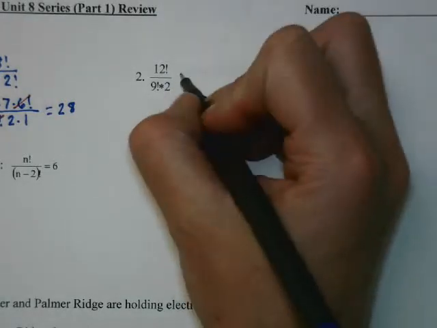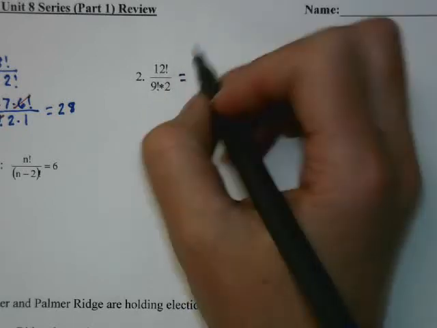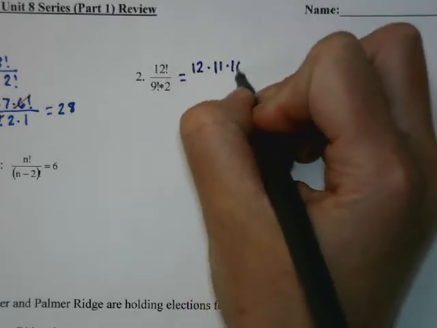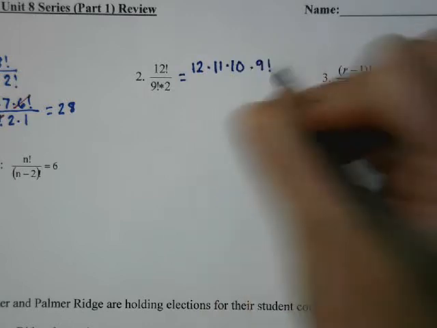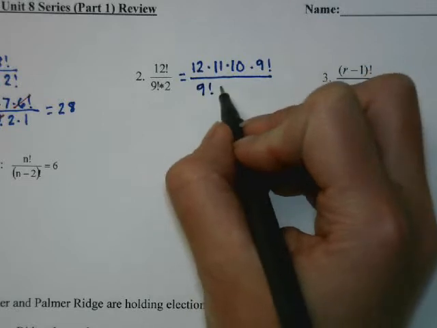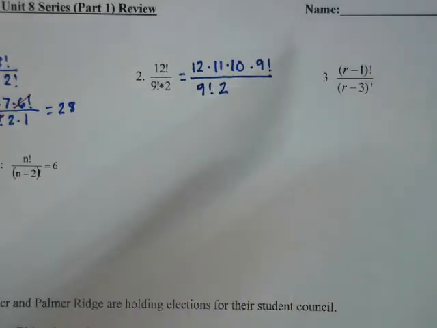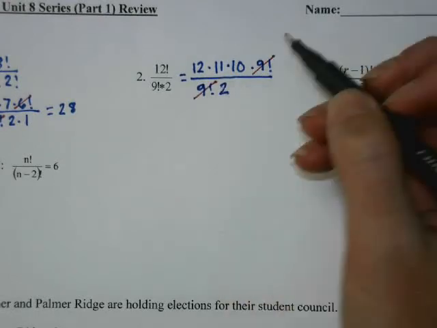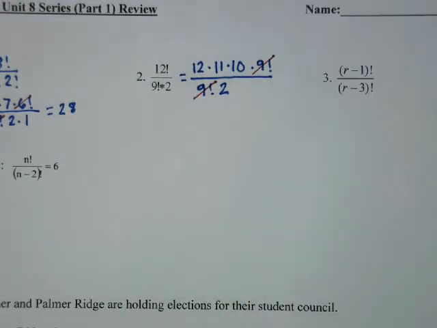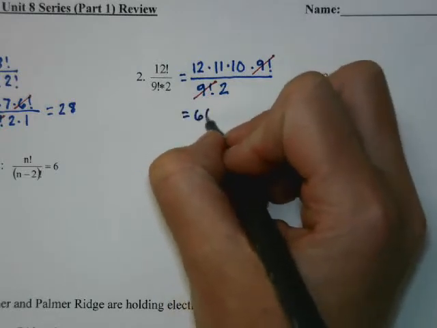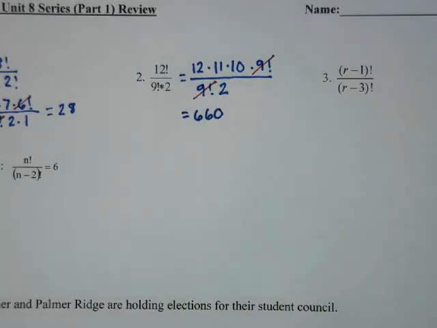Right, we can do something similar here. So I'm going to rewrite the bigger factorial in terms of the smaller one. So 12 times 11 times 10 times 9 factorial over 9 factorial times 2, which means we can cancel those out. And then you will have your calculator, so you type this in and get 660.